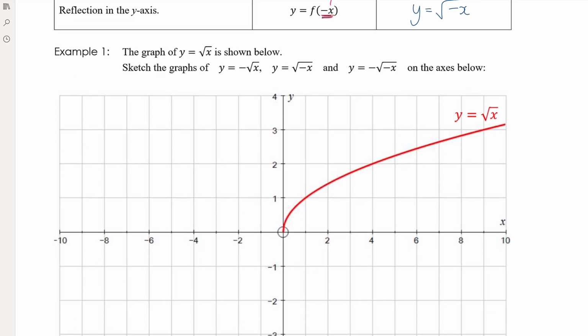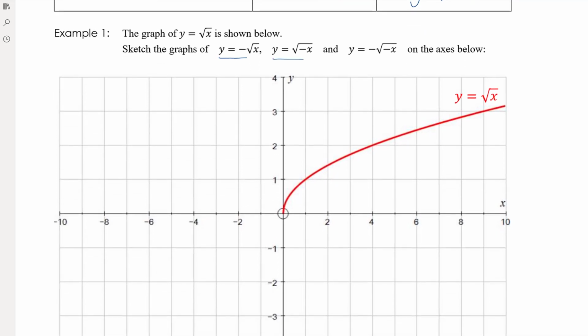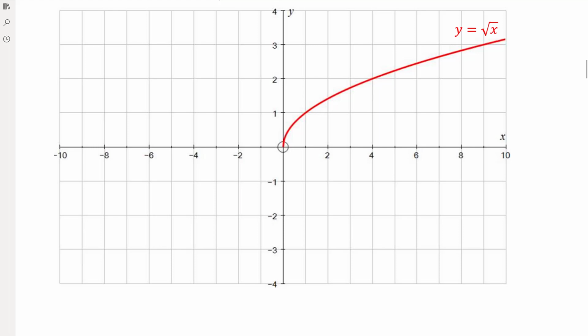So here we've got y equals root x. I want to sketch these 3 graphs, which is dealing with all the reflections that we could have. So y equals negative root x is reflection in the x-axis. That's the one we already know about. So we take each point. This point at 1, 1 moves to 1, negative 1. This point at 2, root 2 moves to 2, negative root 2. This point at 3, root 3 moves to 3, negative root 3. This point at 4, 2 moves to 4, negative 2. 9, 3 moves to 9, negative 3. Okay, and we get the mirror image reflected in the x-axis.